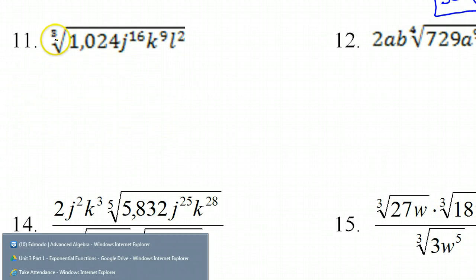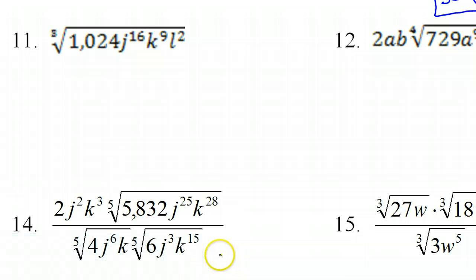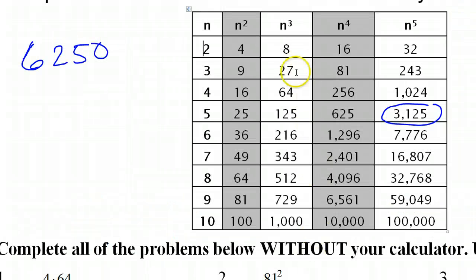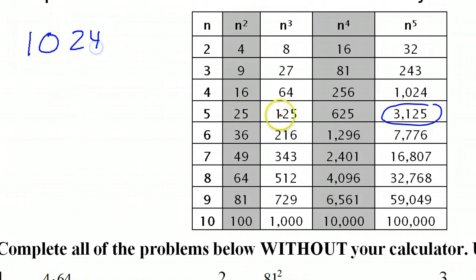Alright, this is the third root. Let's see if 1024 is on the chart. Nope, no 1024. So let's work on it. So we're dealing with 1024, and we're looking for which one of these numbers can divide into it. Let's start with 512.